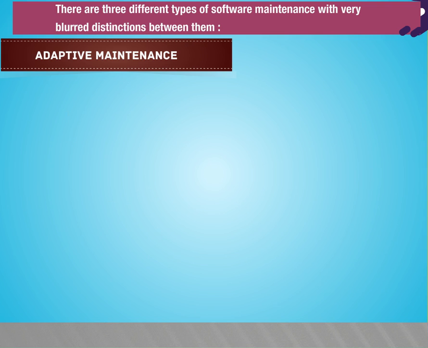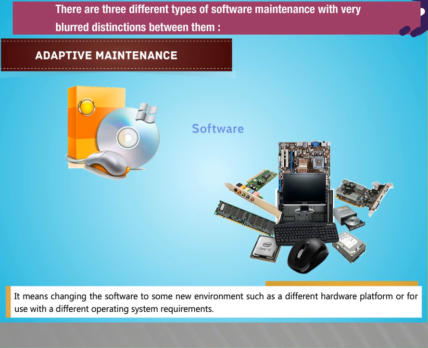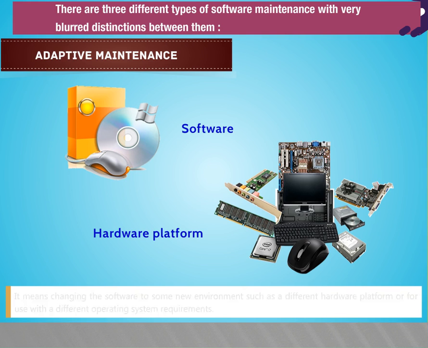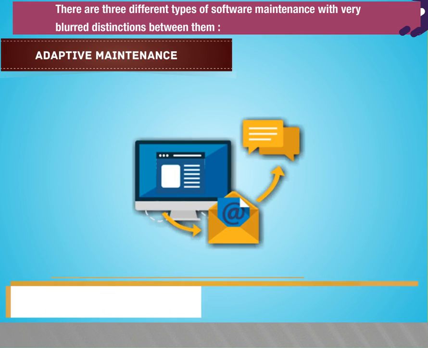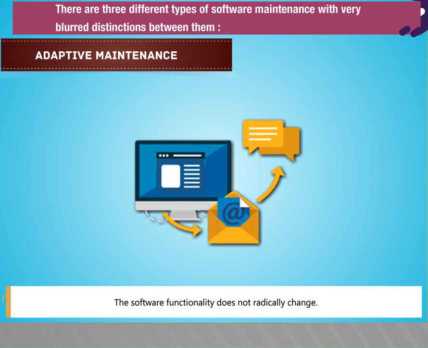Adaptive maintenance. It means changing the software to some new environment such as a different hardware platform or for use with a different operating system requirements. The software functionality does not radically change.